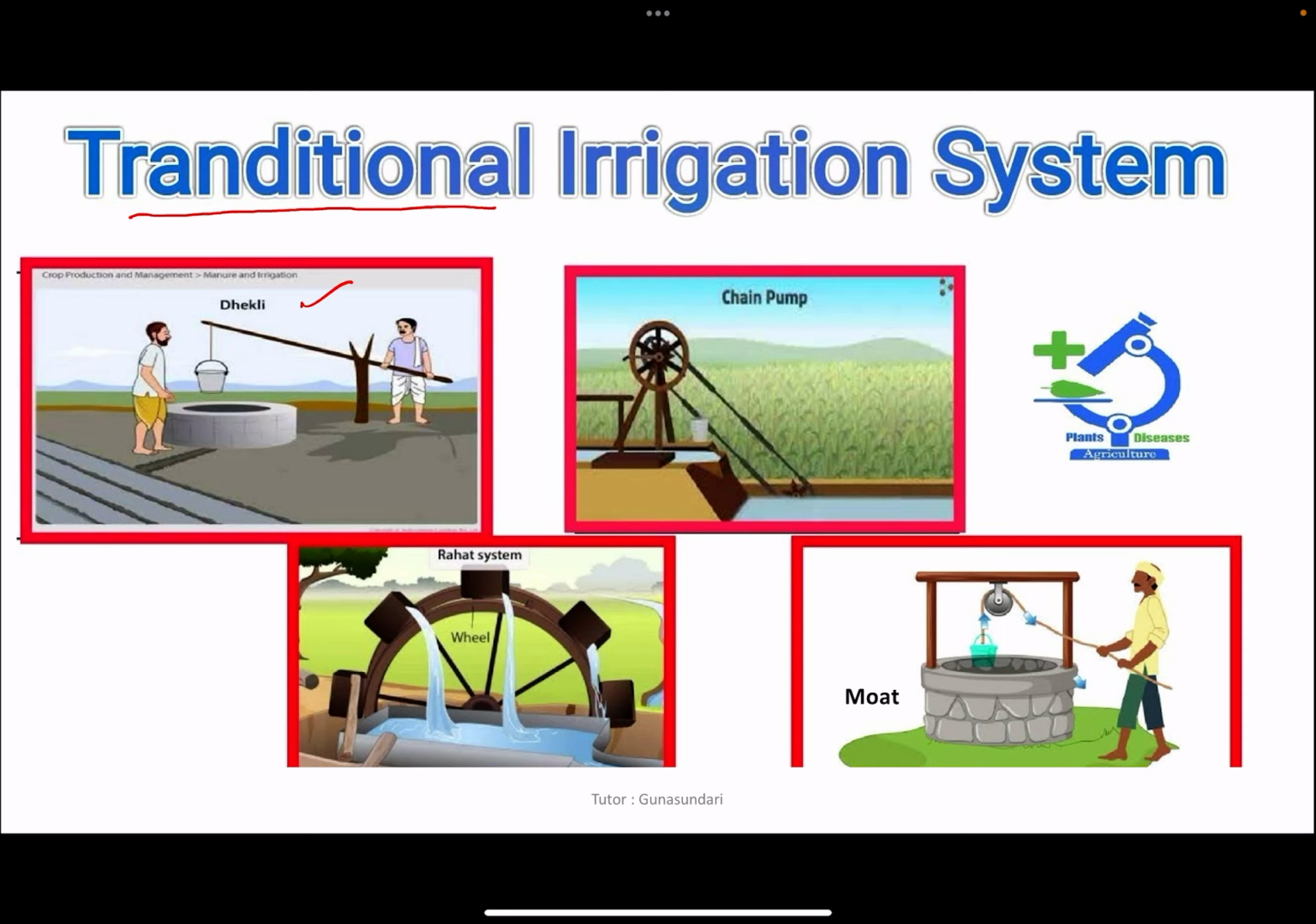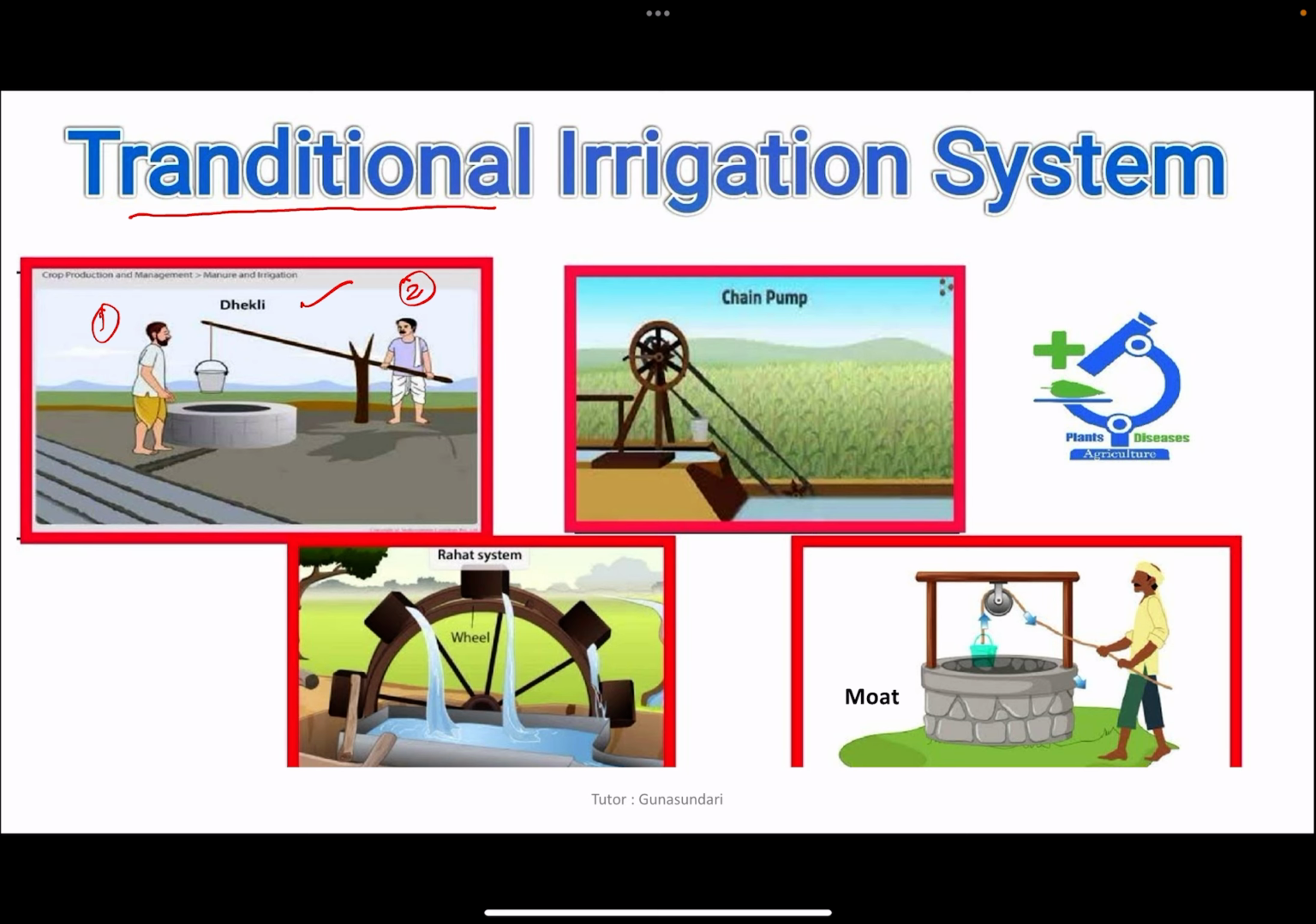There you can see 2 persons standing, person 1 and person 2. Person 2 is supporting a wooden rod and he has the bucket. The mud bucket moves up and down inside and outside of the well to take the water. After collecting the water, person 1 takes it from him and waters the crops. This method is called dekli.